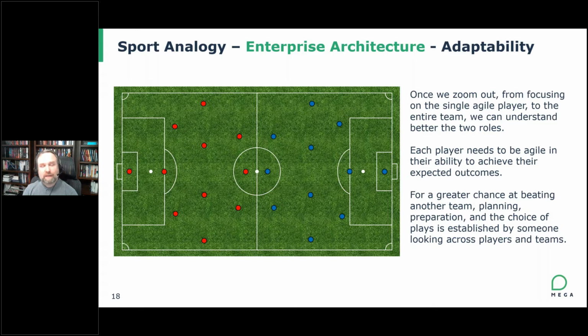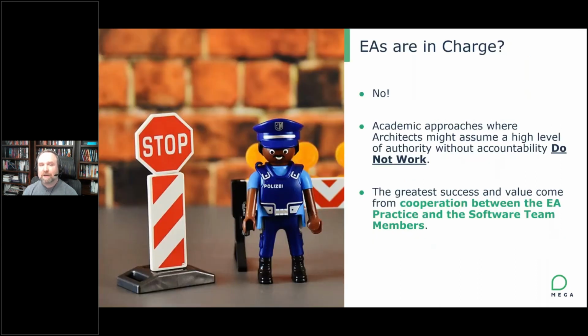So I described the software teams as the players on the field. I described the architects as the coaches, and there's different levels of coaches, right? The main coach, then there's positional coaches, etc. Am I suggesting that the architects are in charge? No. No, absolutely not. It's a very cooperative and collaborative engagement between the two roles. They each have their specialties, they each have their needs, and they need to work together in a cooperative way.